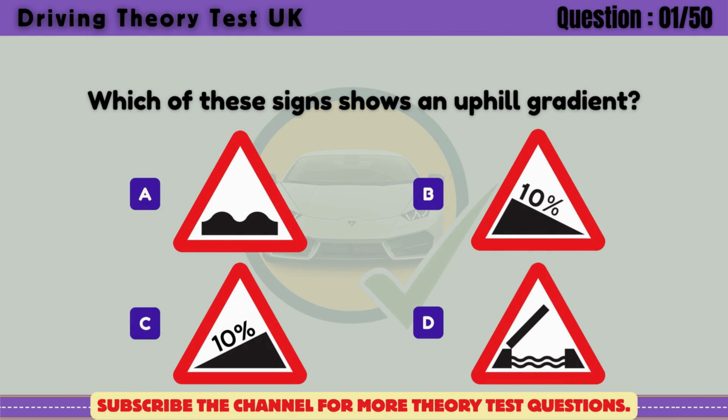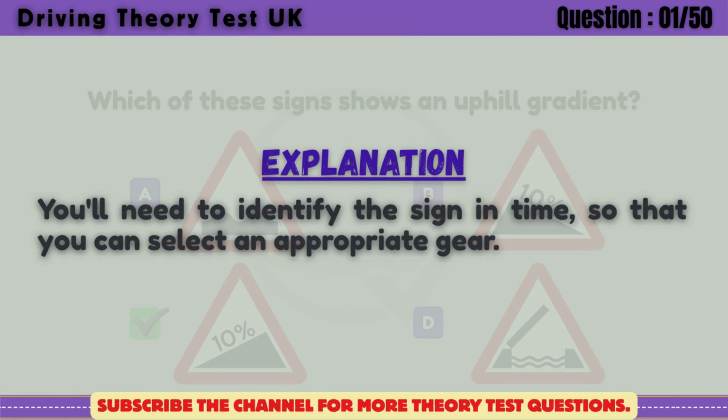Question 1. Which of these signs shows an uphill gradient? Answer is C. You'll need to identify the sign in time, so that you can select an appropriate gear.